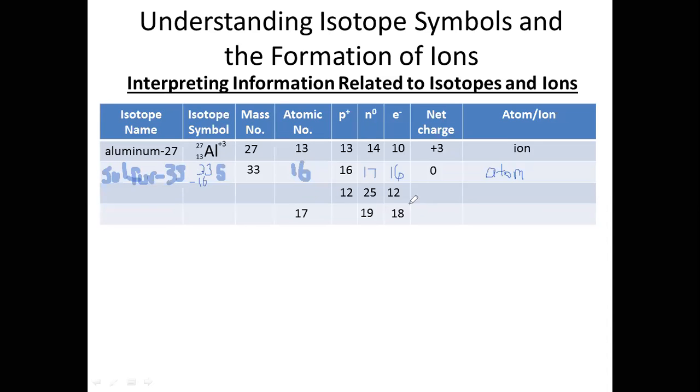Okay, let's fill it in together now. So hopefully you looked up and you saw atomic number 12. Well, there's only one element with atomic number 12. Let's make the drawing tool a little skinny again. That would be the element magnesium.